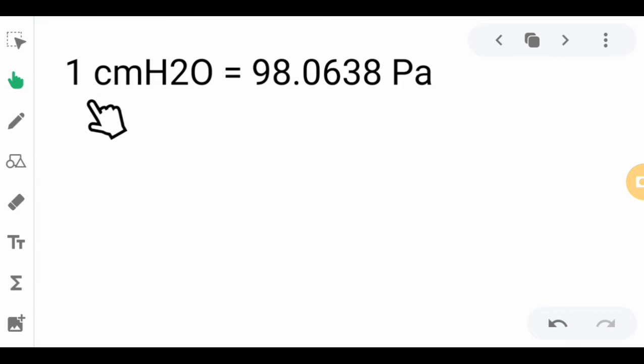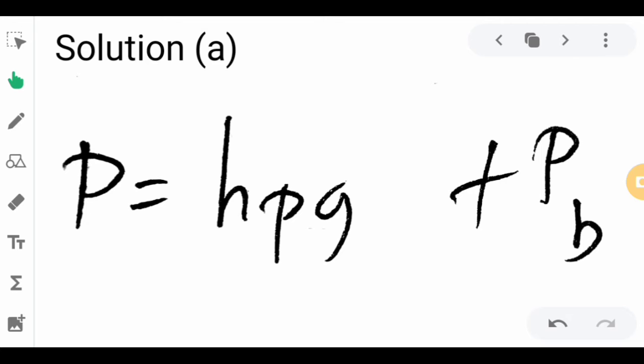Remember that 1 centimeter of water is equivalent to 98.0638 Pascal. The Pascal is also a pressure unit, on a smaller scale. So for solution A, since the bottom of the manometer is at the same vertical height as the needle, the pressure measured in the manometer is given by this formula: pressure is equal to the height times the density of the CSF times the acceleration due to gravity, plus the pressure of the brain.